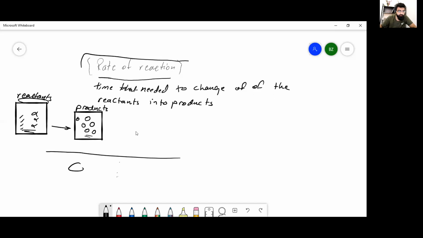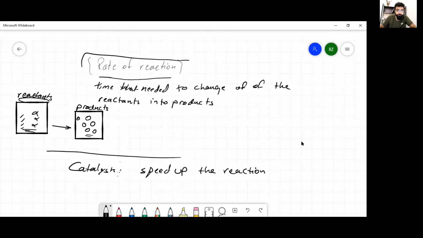Okay, what do catalysts do? Catalysts speed up the reaction. What does it mean to speed up the reaction? It means to minimize or reduce the time needed to change all the reactants into products, okay? That's what we mean by speeding up the reaction.